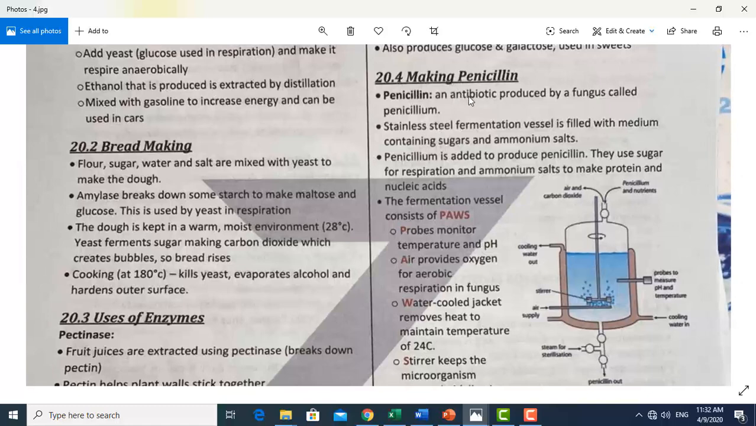Making penicillin, which is an antibiotic produced by a fungus called penicillium, where we can use a stainless steel fermentation vessel filled with a medium containing sugars and ammonium salts.